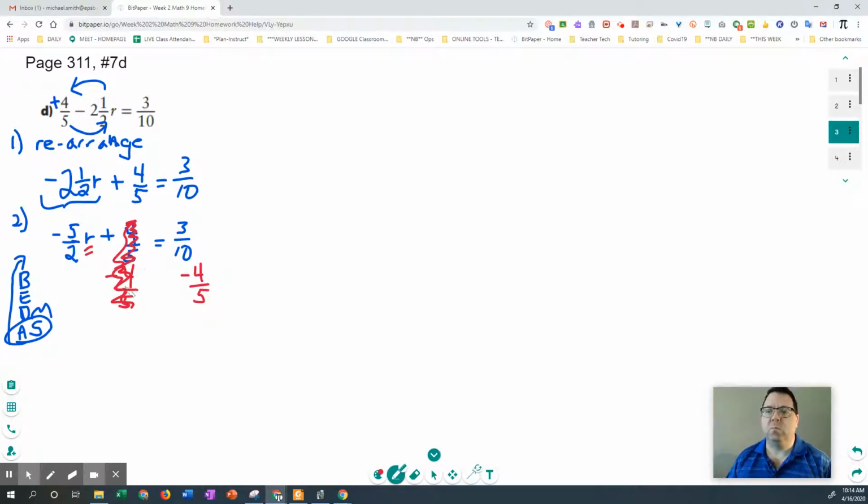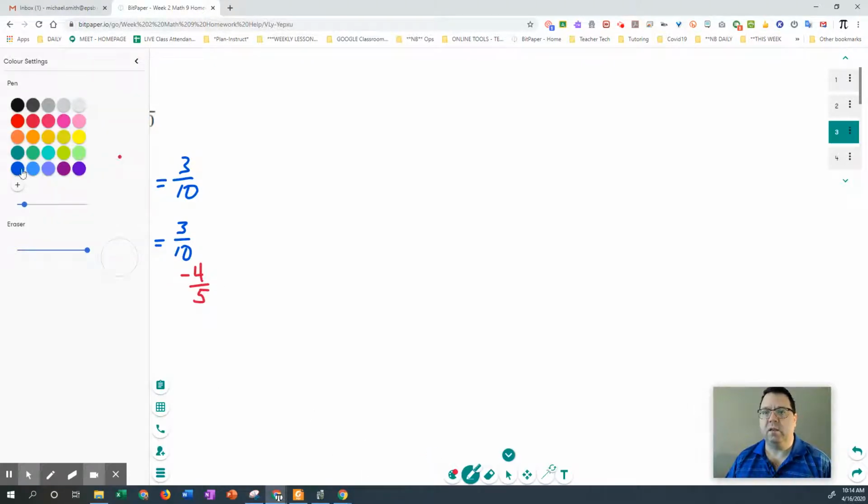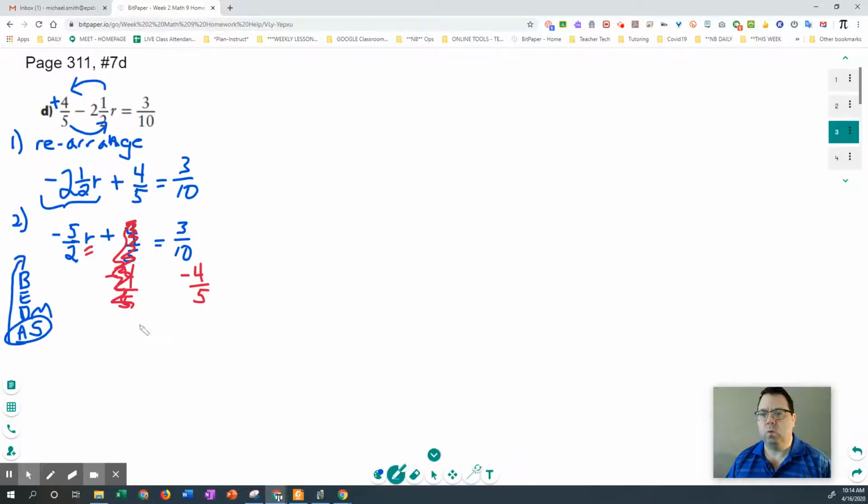So we use the balance approach. Whatever you do to one side, you do to the other. And then you have this wonderful effect of, well, what do you have left on the left side? You have -5/2 r, and that's equal to 3/10 minus 4/5.